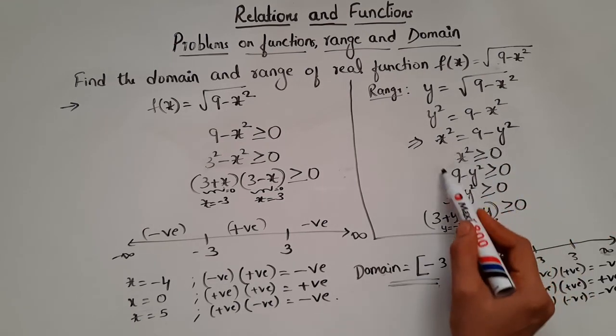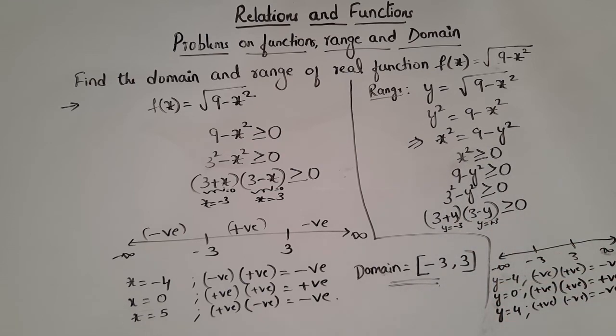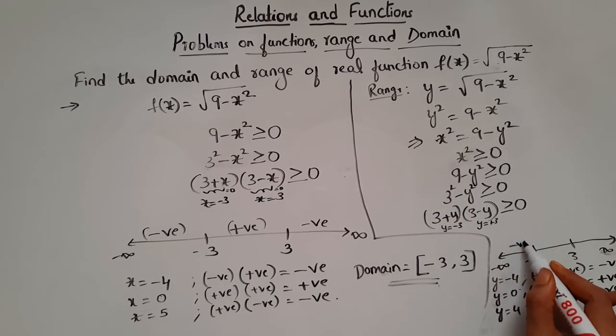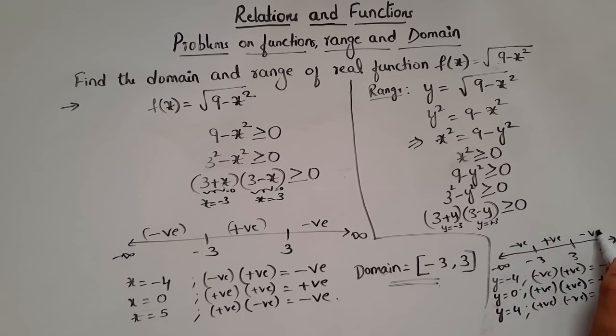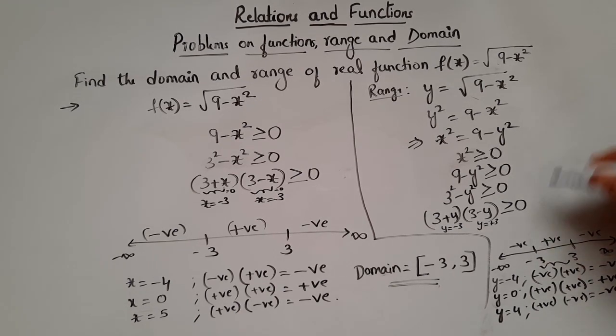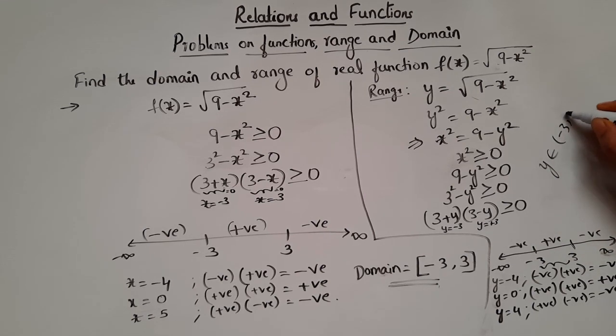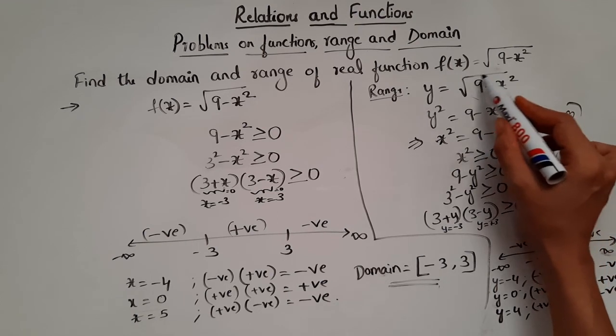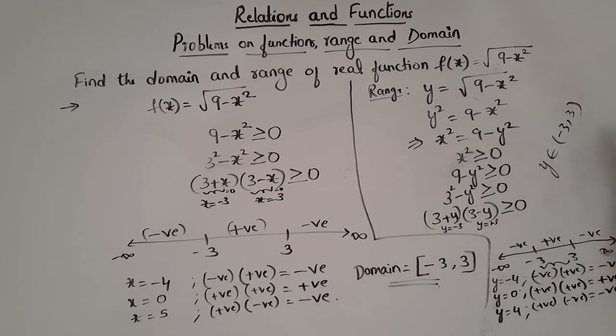Here the condition is we want positive, right? 9 minus y square should be positive. So this is negative, this is positive and this is negative. We want the region from minus 3 to 3. So let me write here, for range, this y value will be in between minus 3 to 3. Here y means the answer, and the answer cannot be negative. y will be positive. So positive means the range will be from 0 to 3, right? So 0 is included, up till 3. 3 is also included. So this is your range.